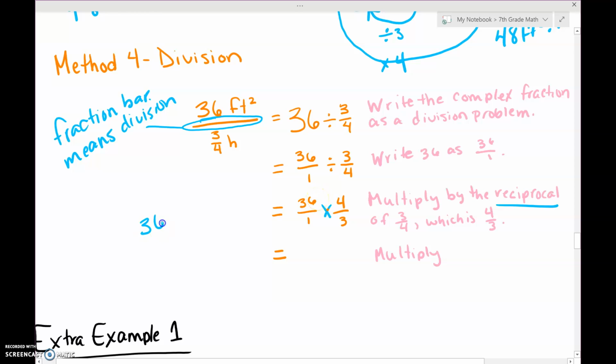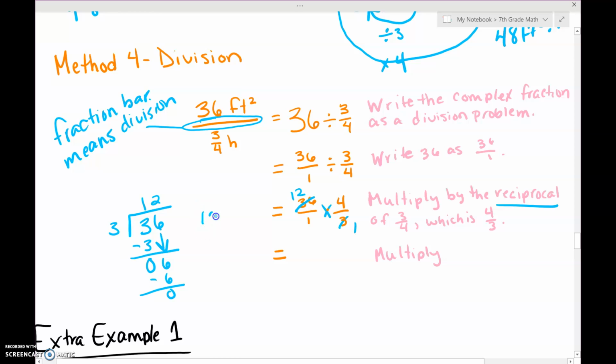So we can take 36 divided by 3. 3 goes into 3 one time. 1 times 3 is 3. 3 minus 3 is 0. Bring down my 6. 3 goes into 6 2 times. 2 times 3 is 6. That's a 0. So we can cross out our factors. This becomes 12. 3 becomes 1.